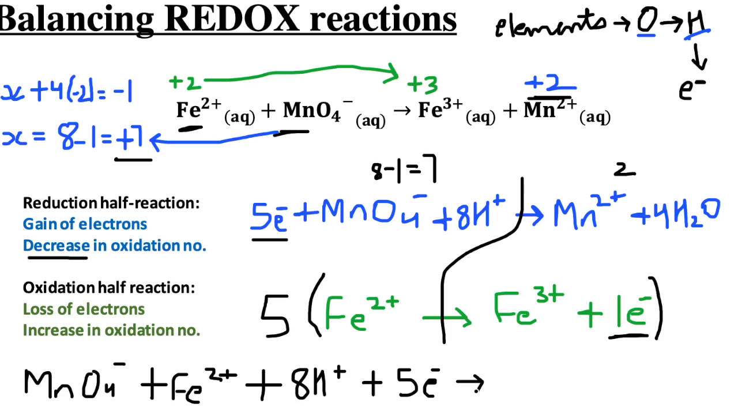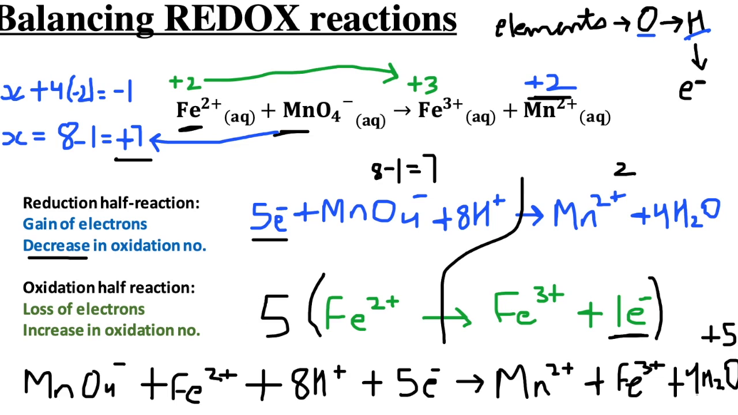Now we'll move on to the right hand side. On the right hand side, we have a manganese ion, an iron ion with 3 charges, and we have 4 H2O. We also have 5 electrons on this side of the equation. So 1 times 5 is 5 electrons on this side of the equation.